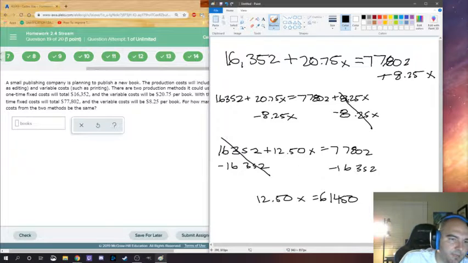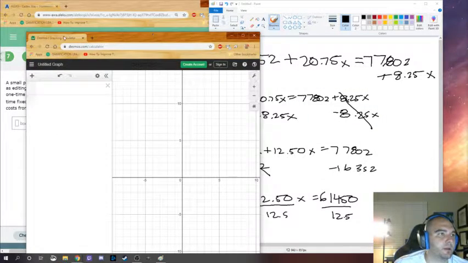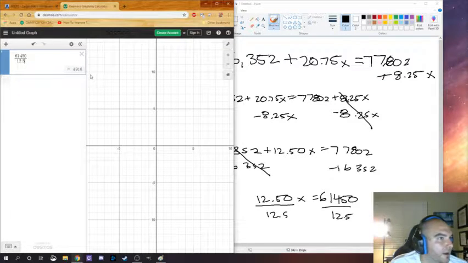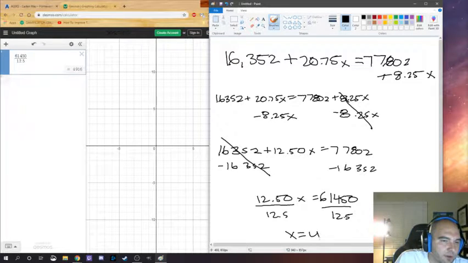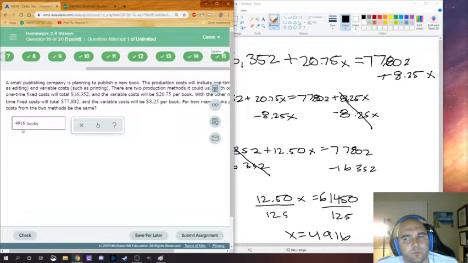All right, then the final step is I've got to divide by 12.5 on both sides. When you divide by 12.5 or 1250, you're really doing the same thing. All right, I didn't use Desmos yet, but now it's time. I can do some levels of math, but 61,450 divided by 12.5, that's beyond my pay grade. 4,916. What a problem. x equals 4,916. Perfect. 4,916 books.